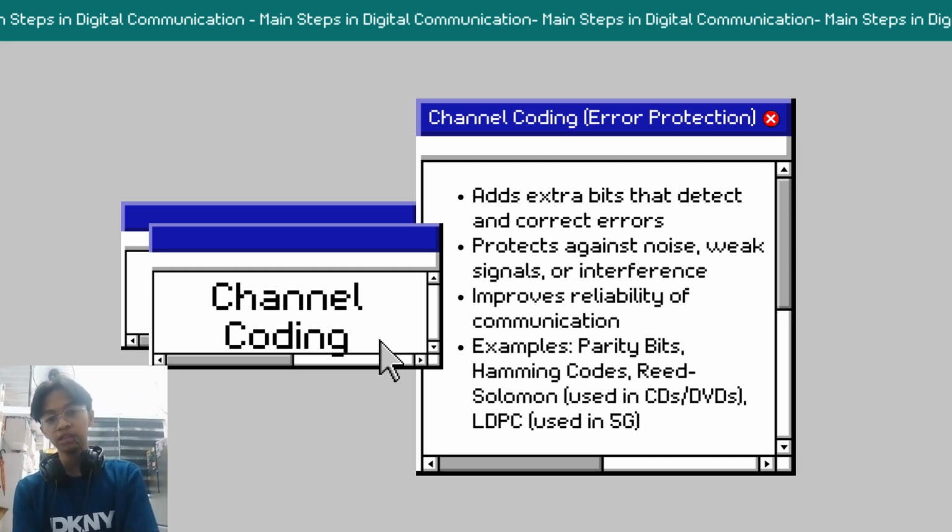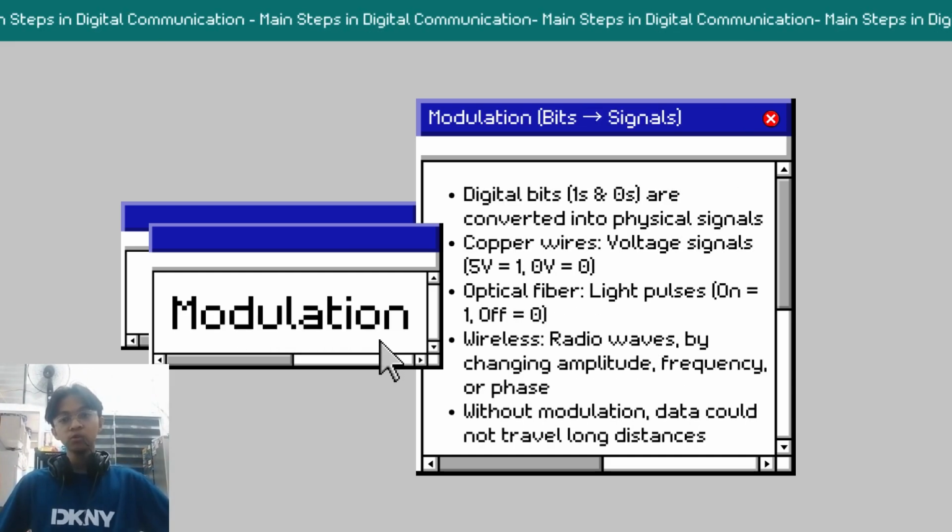Now that the data is protected, we need to convert it into signals that can actually travel. That's where modulation comes in. Modulation is the process of turning ones and zeros into physical signals. On copper wires, we use voltage levels: 5 volts for 1 and 0 volts for 0. On optical fiber, we use light pulses, where light on means 1 and light off means 0. On wireless systems, we use radio waves. We change the wave's amplitude, frequency, or phase to represent the ones and zeros. Without modulation, the data would just stay as abstract numbers inside a computer. Modulation is what allows those numbers to actually travel long distances.